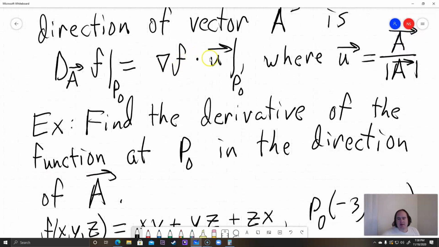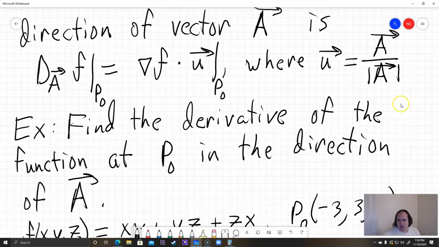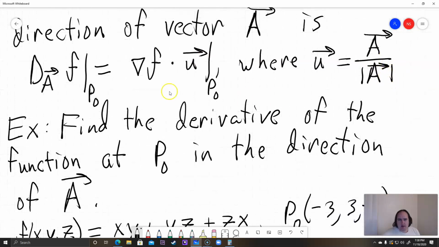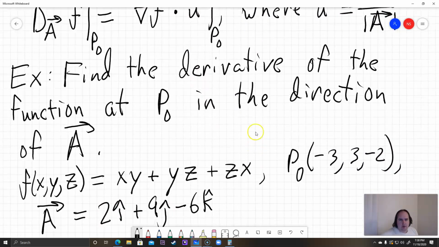These take a long time to calculate because first you have to find the gradient of f, and then you also have to find the unit vector, which is A divided by its length. Then you have to take the dot product. So that's a bit of work. Let's go ahead and start with the gradient of f.